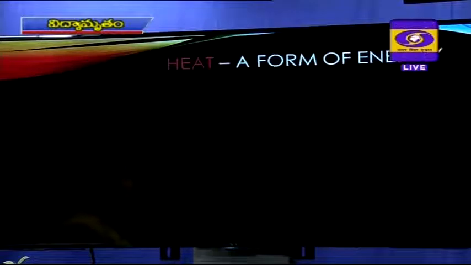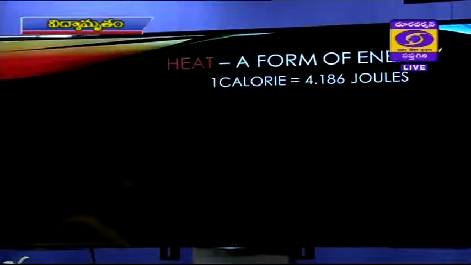Okay. Now, let us discuss what is heat. Heat is a form of energy. The SI unit of heat is joule and the CGS unit of heat is calorie. The relation between the calorie and joule is 1 calorie is equal to 4.186 joules.